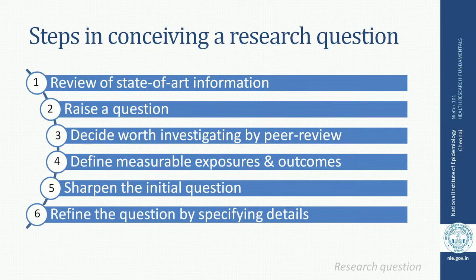I am just going to give you six steps as to how one can conceive a research question. One, a review of the state of the art of information from the literature. Second, you raise a question. And third, you decide whether it is worth investigating through a peer review. Fourth, by defining measurable exposures and outcomes. And fifth, sharpening the initial question based on the above and refining the question by specifying details based on all of the steps that were explained earlier.